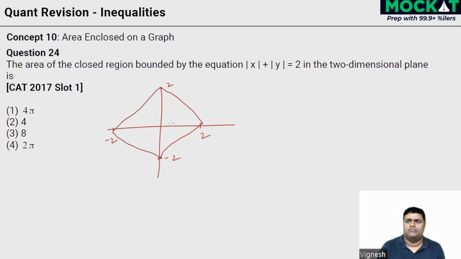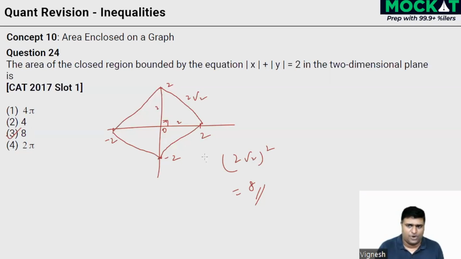All right. So what's the side of the square? This is 2 and this is 2 from 0, so this is 2 root 2. What's the area of the square? 2 root 2 the whole square, and that comes to 8. Option 3, 8 is the answer over here.